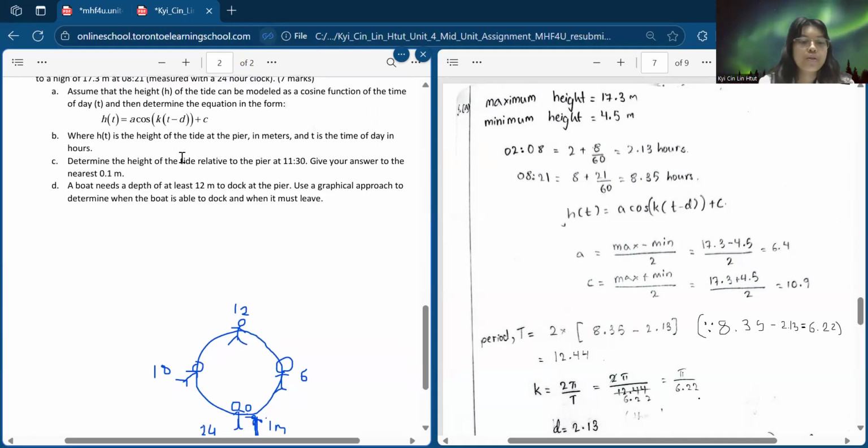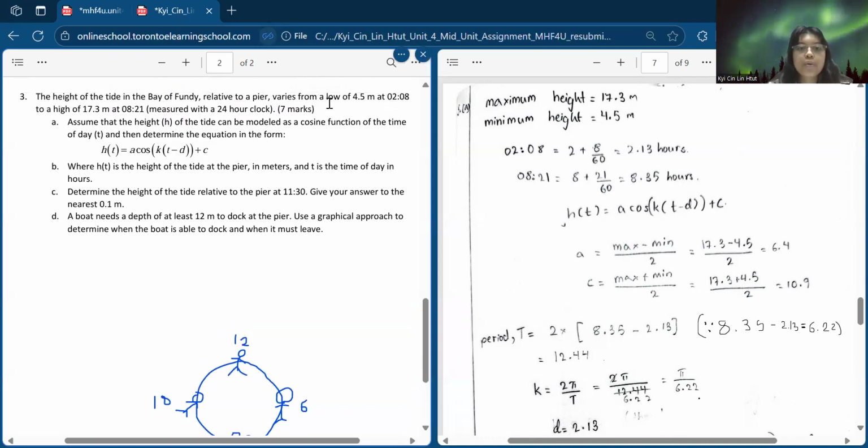Okay, so assume that the height of the tide-giving model is a cosine function, which means it asks us to model it with the cosine function again, and it even gave us the cosine function, so that's what I used here. Now from here, I know the minimum height and the maximum height, and I also know 2 time intervals.